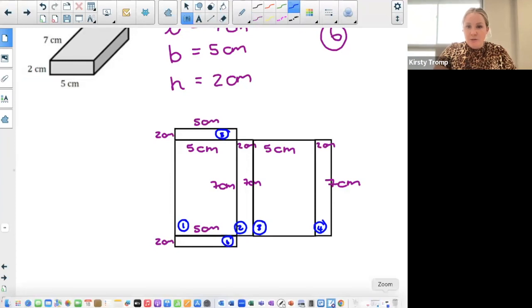Let's give you a few minutes to catch up there, guys. All right, so we have 6 rectangles there. We've done the net of them. We've done the measurements of all of them. There we go.